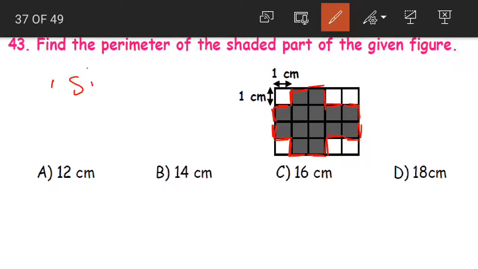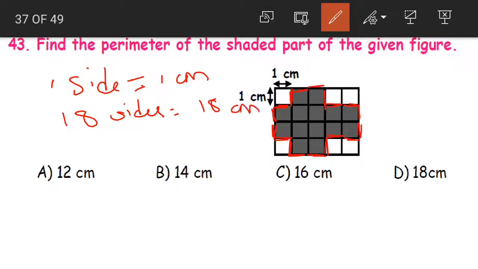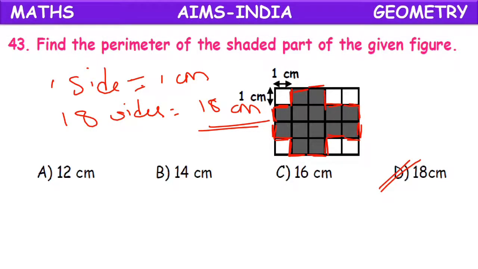So one side is equal to 1 centimeter. Then 18 sides will be equal to how much, children? 18 centimeters. Yes. So option D, 18 centimeters becomes our correct answer for question number 43.